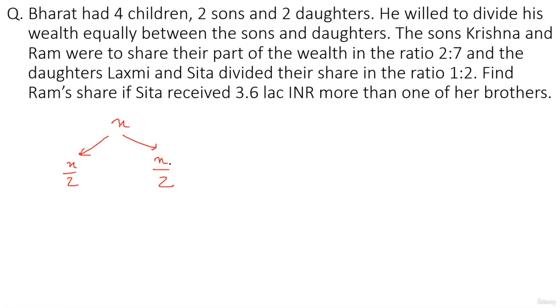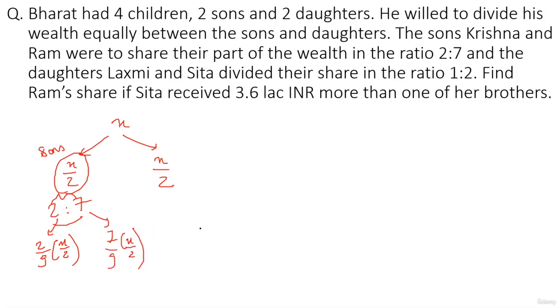Okay, the sons Krishna and Ram were to share their part of the wealth in the ratio 2:7. Okay, so ये जो x by 2 जो हमने sons के लिए डिवाइड किया हुआ है, इसे हम लोग किस रेशियो में ब्रेक करेंगे? 2:7 में ब्रेक करेंगे, राइट? अगर हम इसको 2:7 में ब्रेक करेंगे, that means the total value is 9 that corresponds to x by 2. So 2 will correspond to what? 2 will correspond to 2 by 9th of x by 2. Right? What about the second value? The second value that Ram receives is 7 by 9th of x by 2.